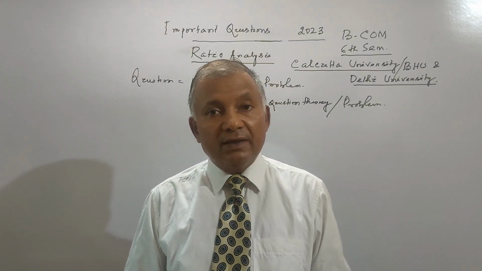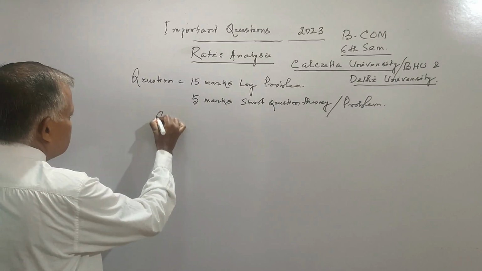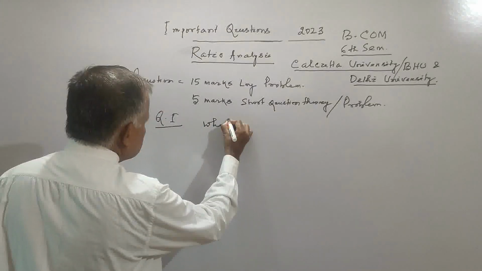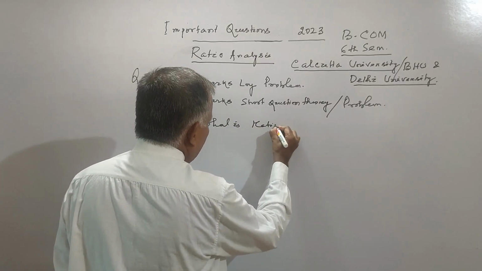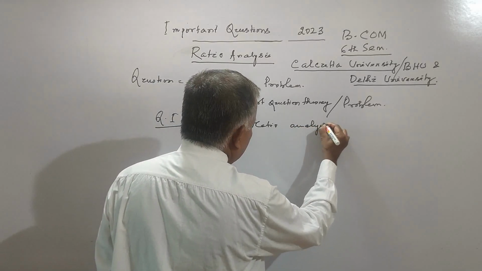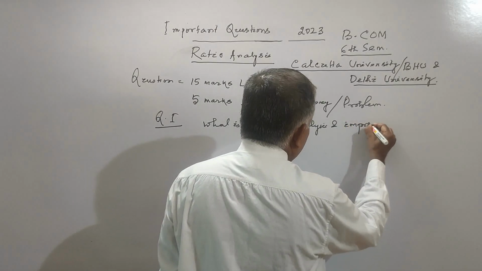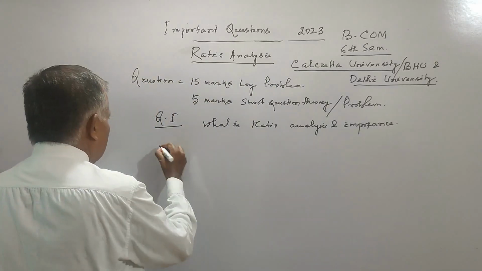given you the theory questions. The important theory question is: what is ratio analysis? And importance. You have to write the importance also.